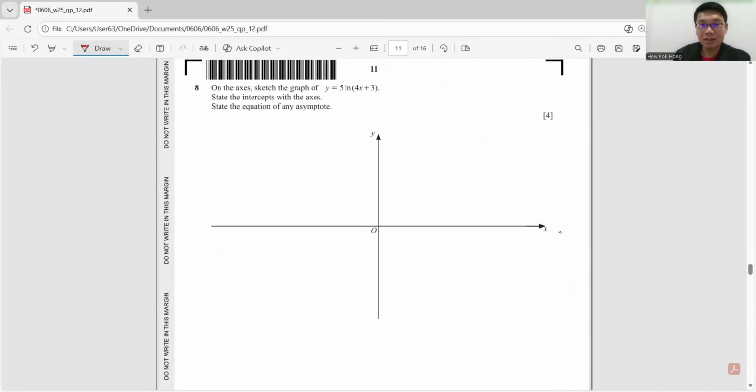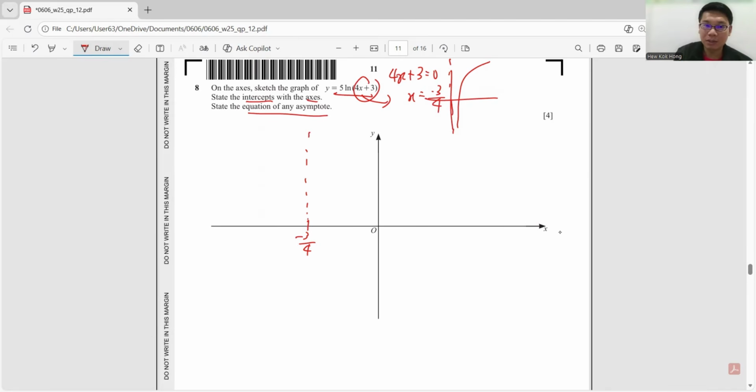Question 8. On the axes, sketch the graph of the log graph. State the intercepts with the axes and state the equation of the asymptote. The log graph initially is like this. But this graph moves left-right. How does it move? It moves by minus 3 over 4, which means moving to the left by 3 over 4. The asymptote already comes here: x equals minus 3 over 4, because the question requires the equation of the asymptote. And then we know what my graph will look like.